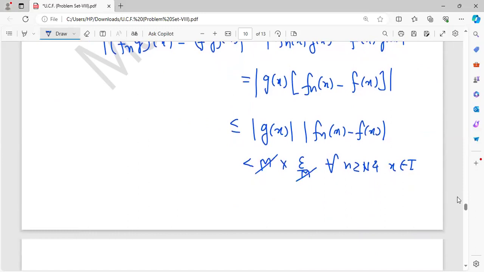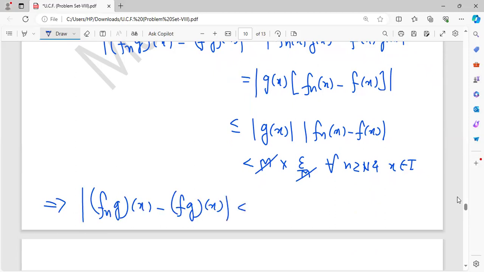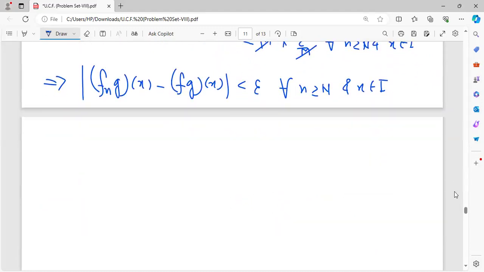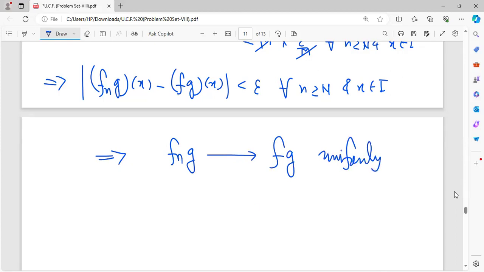So M cancels out. It means |Fn G(x) minus FG(x)| is less than epsilon for all n greater than capital N and x belonging to I. So this implies Fn G converges to FG uniformly. We have taken G bounded on I.